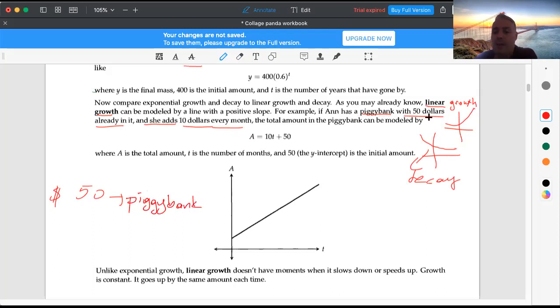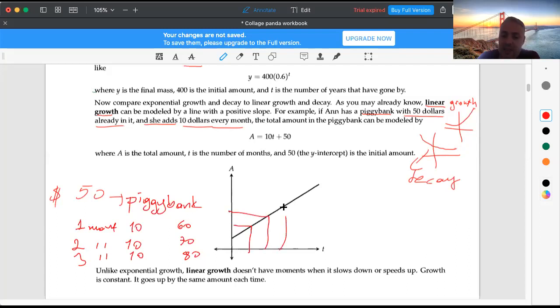Now she has a piggy bank with $50, and she adds $10 every month. So the first month I am adding $10, so it becomes $60 in total. The second month, I am adding another 10, so it becomes 70. The third month, I am adding another 10, it becomes 80. So 60, 70, 80, 90, like that. So slowly, in the same amount, it is increasing. So this is called linear growth, okay?